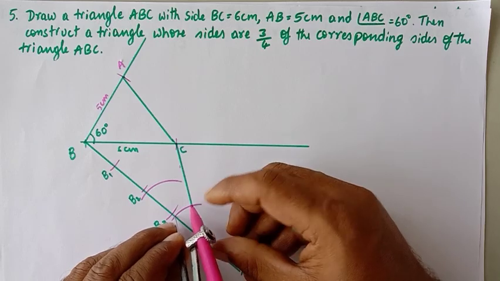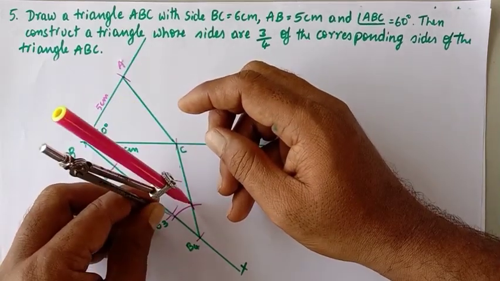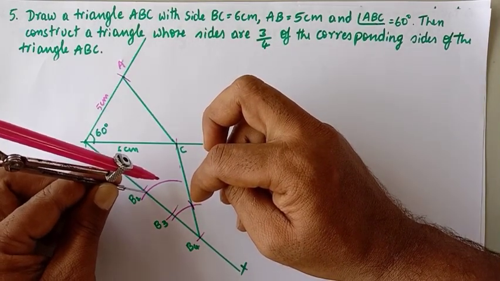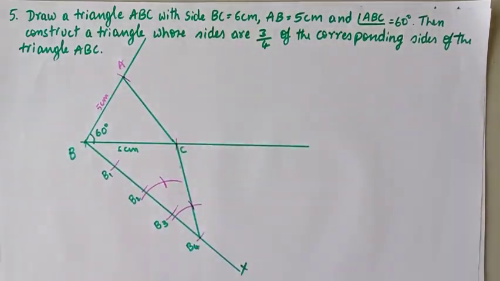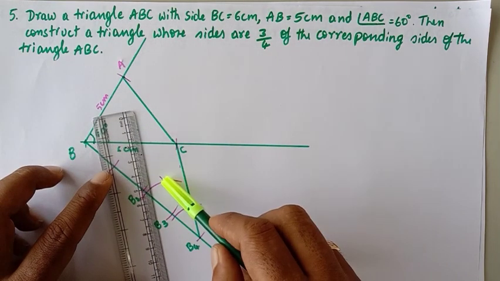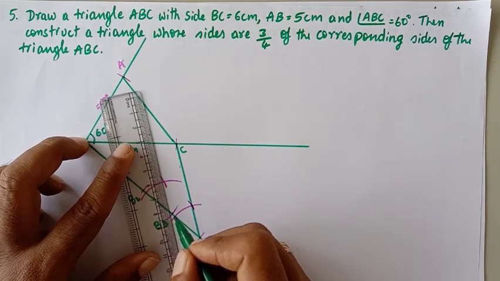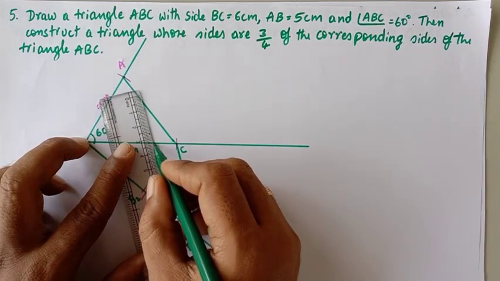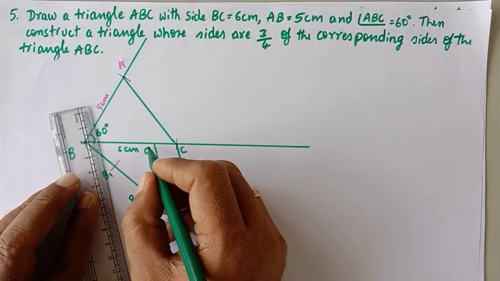Now cut an arc here. This is the most important part. This one arc may change these problems in future. This construction depends on this arc itself. And now let me join this point with B3. And this point can be called C dash.